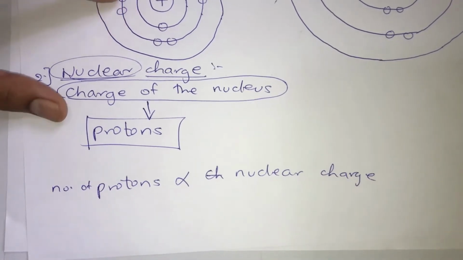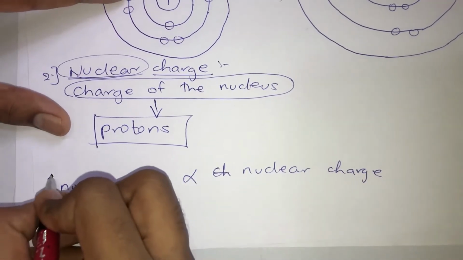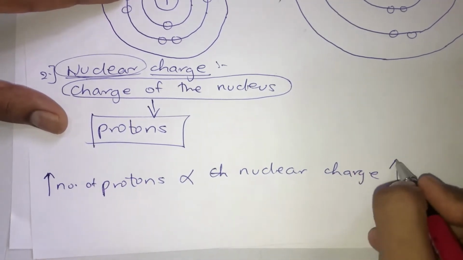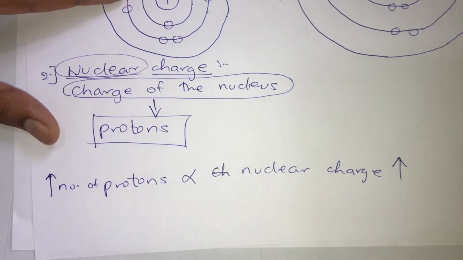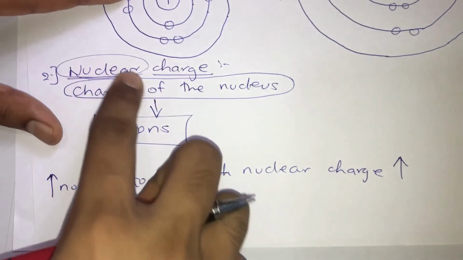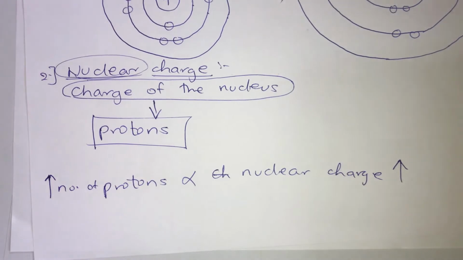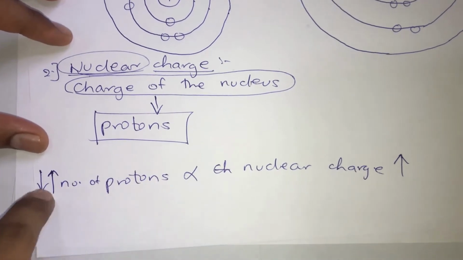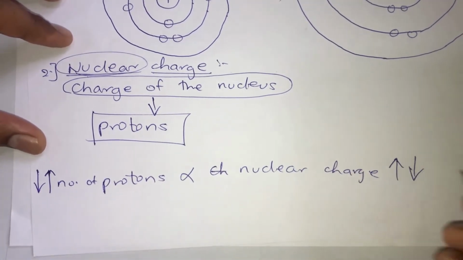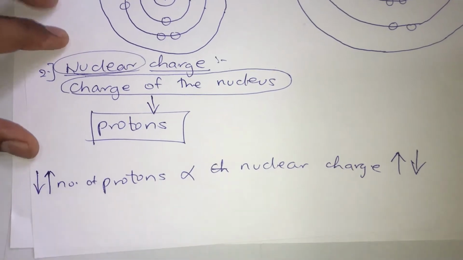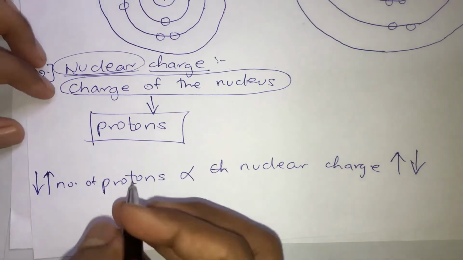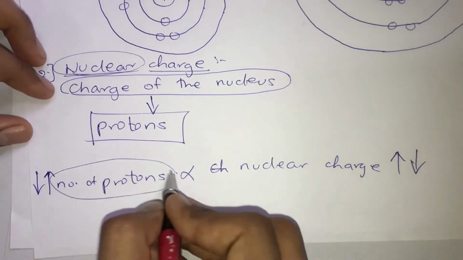Now what is the meaning of this? If the number of protons is greater, then it is obvious that the nuclear charge will also be greater, because this nuclear charge completely depends on the protons. Greater the number of protons, the nuclear charge will be greater. Similarly, if the number of protons is less, then it is obvious that your nuclear charge is also going to be less.